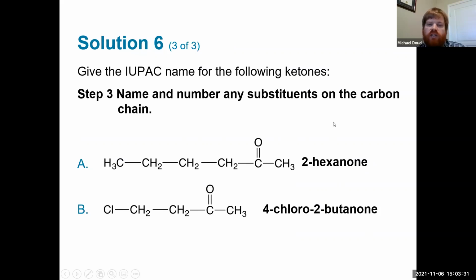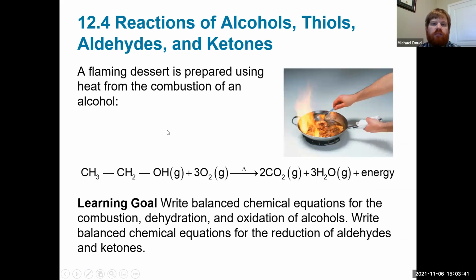Hopefully this nomenclature, once you get the hang of it and you do more of the practice problems in the book and on your Mastering Chemistry homework, you'll get better at it as you go along. Okay, let's go ahead and talk about a few reactions that these alcohols, thiols, aldehydes, and ketones go through. So including the types of compounds from the last chapters or the last lecture as well.